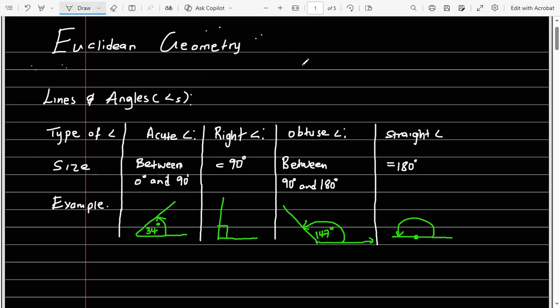Before that, there's one that likes to give most learners problems, which is what we call the reflex angle. I'm going to explain this one.